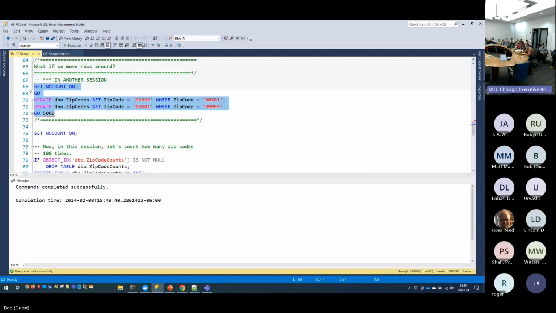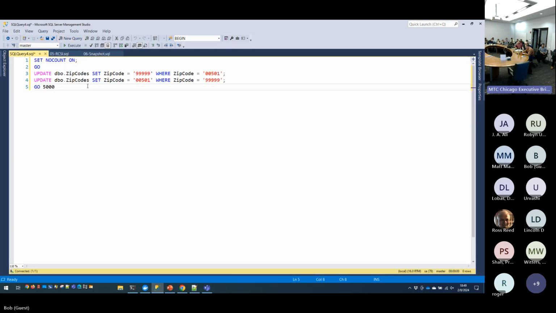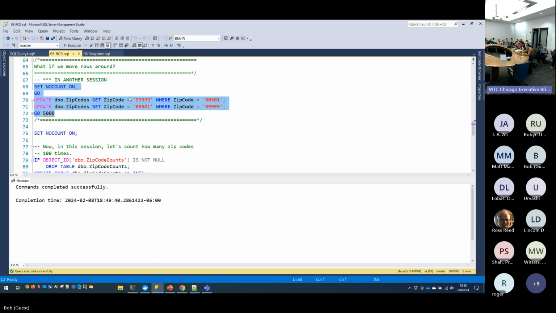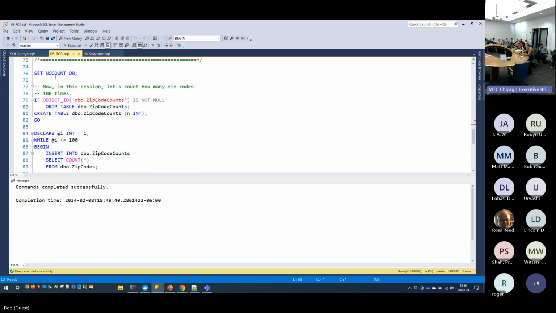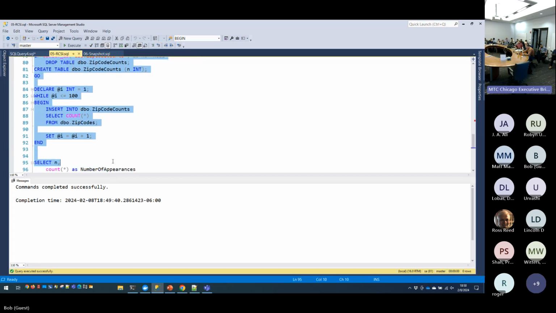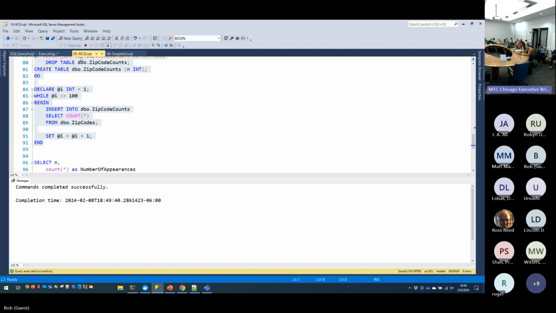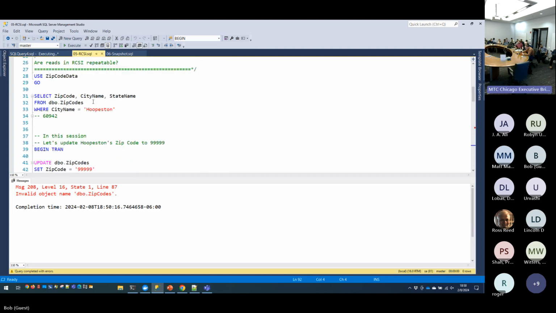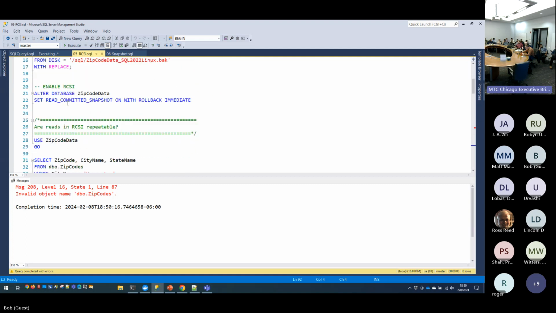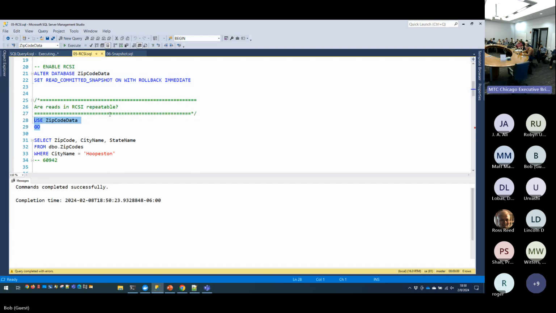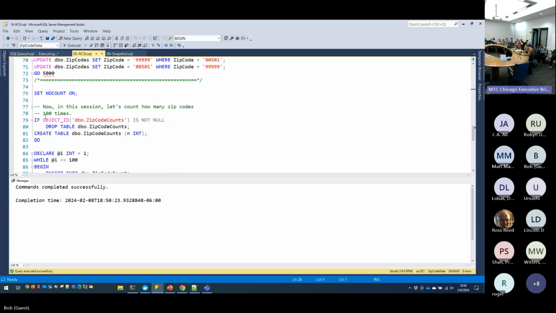So we're going to go back to what we had before. I'm going to open a new session here. And once again, I'm going to be moving these rows around 5,000 times. I'm only going to count 100 times this time. But I'm going to do this with read committed snapshot enabled. I'm in the wrong database. Hang on a second. I screwed myself over by not doing that. I'll try to be quick.